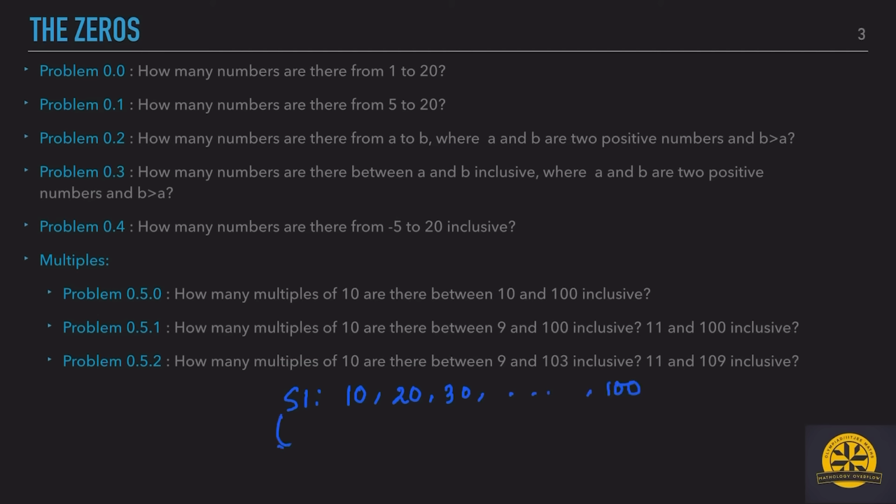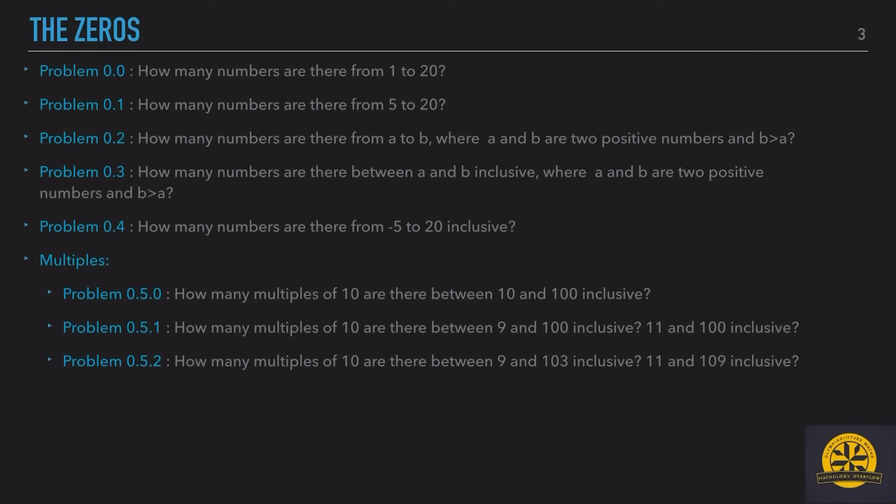We can translate this sequence to another sequence S2. We can divide all these numbers by 10, and we would get 1, 2, 3 up till 10. This makes our life a lot easier, since there are 10 numbers in the sequence.